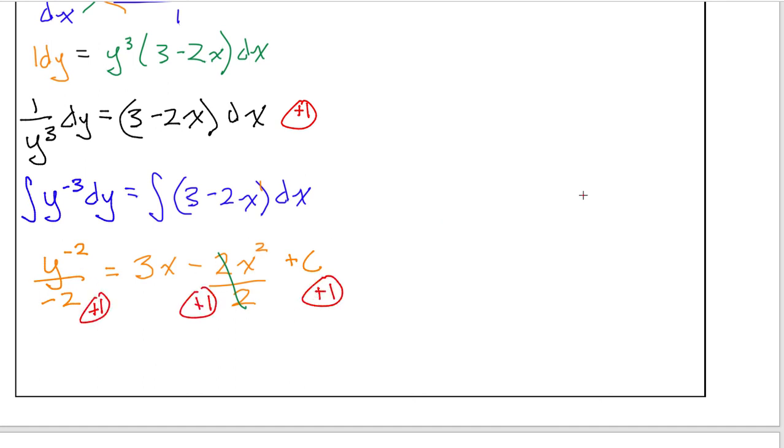I'm going to go ahead and rewrite this equation without negative powers. It's really 1 over negative 2y squared. That's how I rewrite this. I'm going to rewrite everything else from there without changing anything. So it's equal to 3x minus x squared plus c. Isn't it 3x? Yes, thank you.